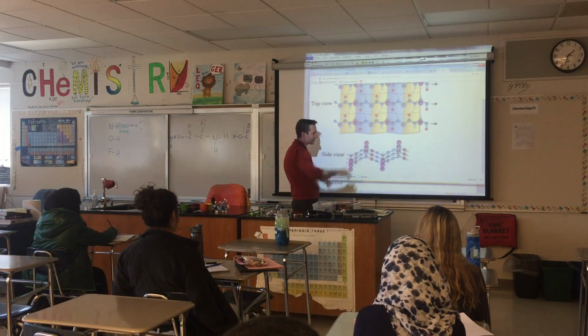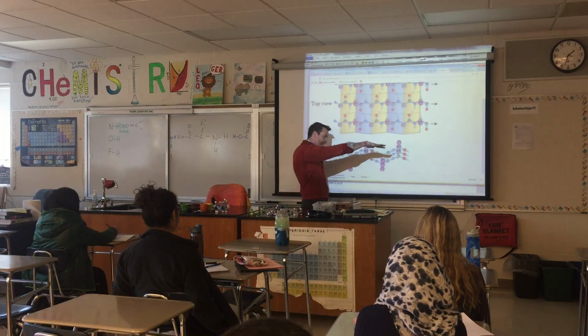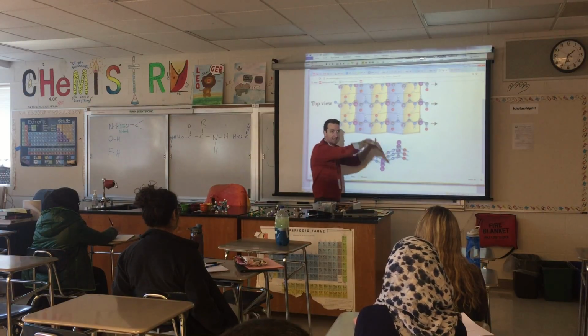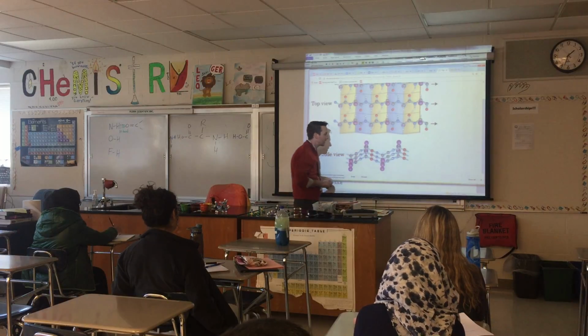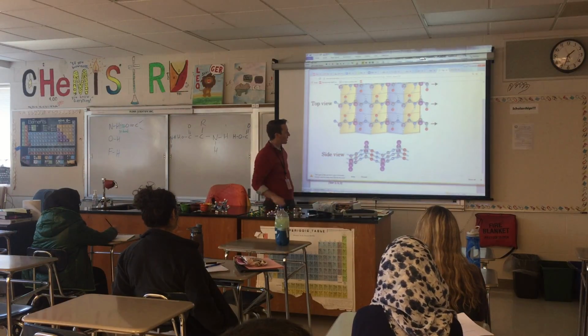Because of the shapes around each of the atoms, we can't get this sheet to be completely flat. It has this up and down motion to it, okay? But it's pretty well lined up chain for chain.